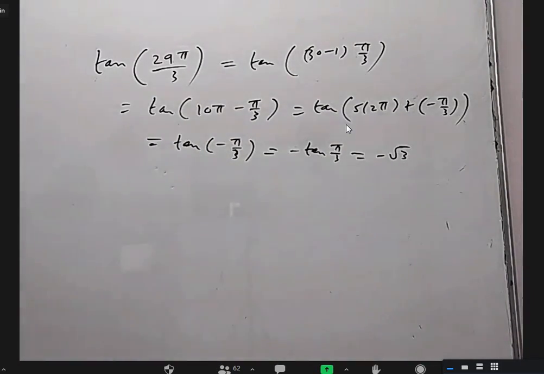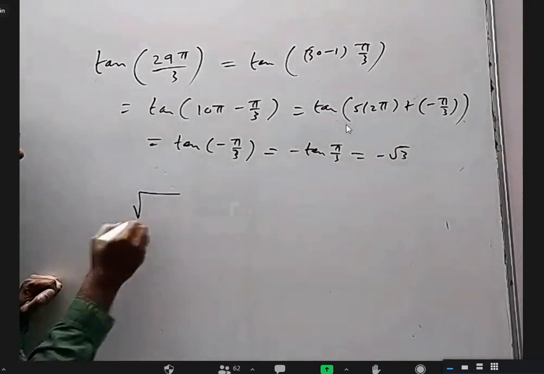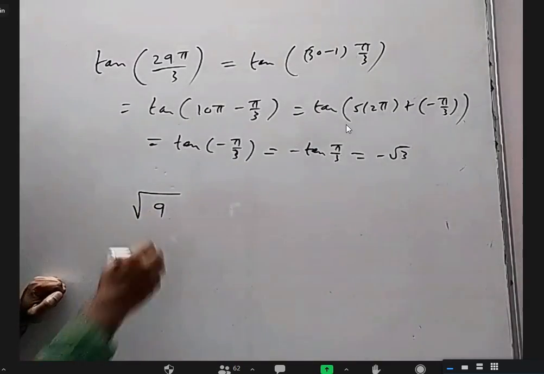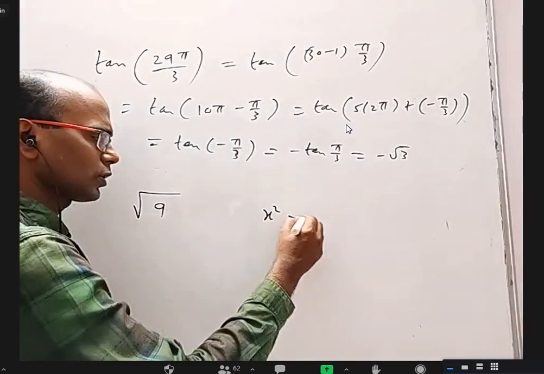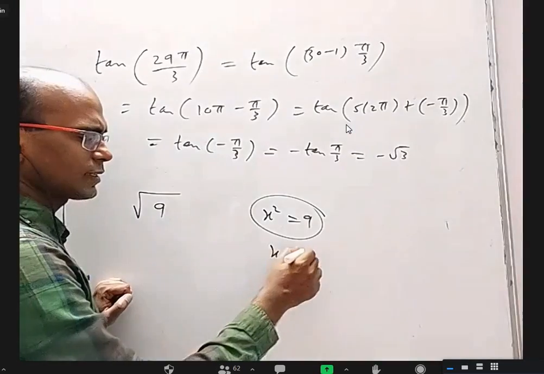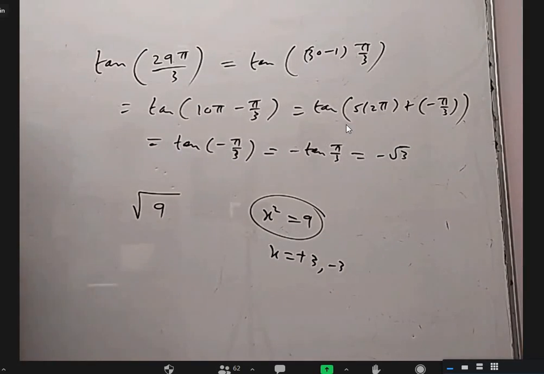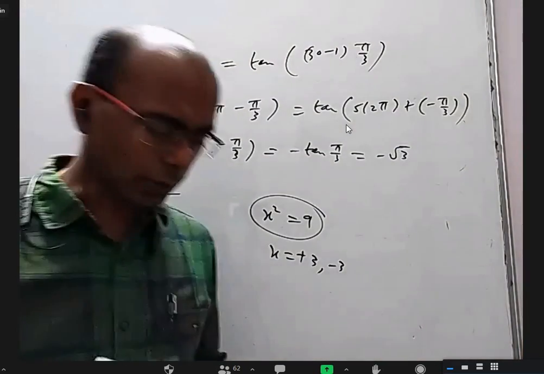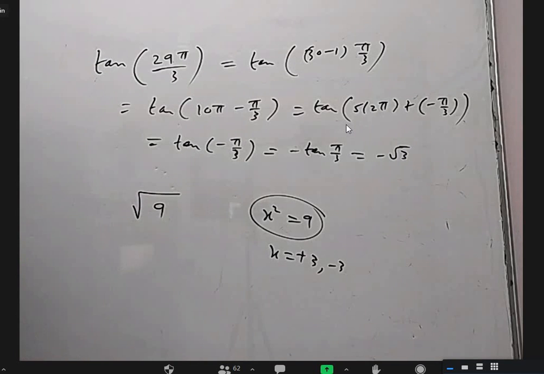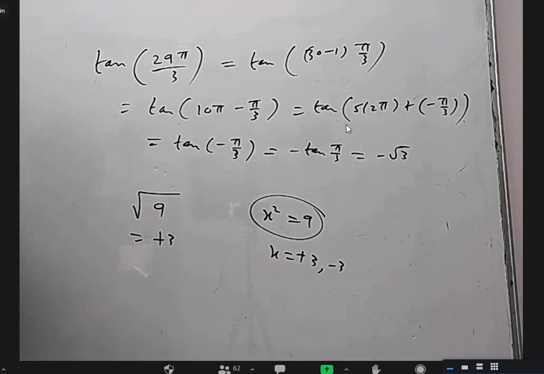One more small thing. It's a very simple thing, but there's a difference between root 9 and x square equal to 9. X square equal to 9 means x is equal to plus 3 is also correct, minus 3 is also correct. But root 9, we defined, that means only 3. Plus or minus 3? No, sir, only 3. We don't take minus 3.